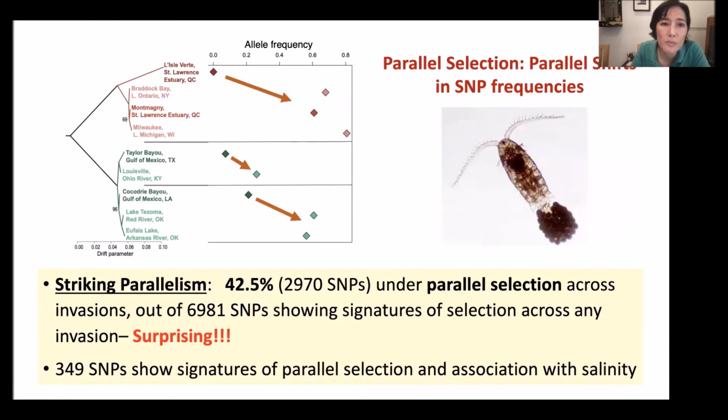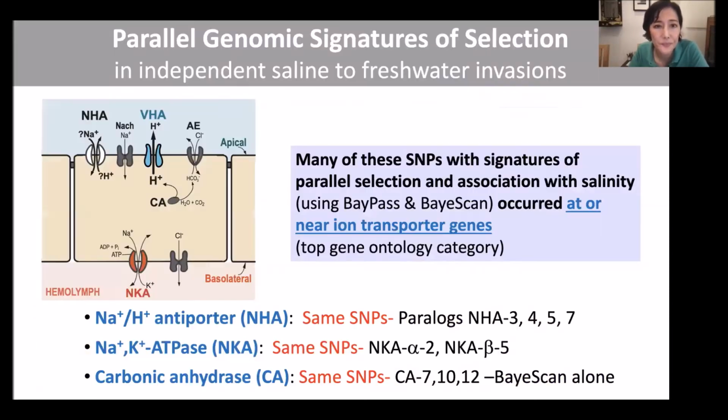And what was quite remarkable about these SNP frequency shifts is the incredibly high degree of parallelism, where among the 7,000 SNPs that showed any signature of selection across any of the invasions, 42.5% of them, or about 3,000 SNPs, showed parallel selection acting on the same SNPs across these independent invasion events. And 350 of the SNPs showed both parallel signatures of selection and an association with salinity.